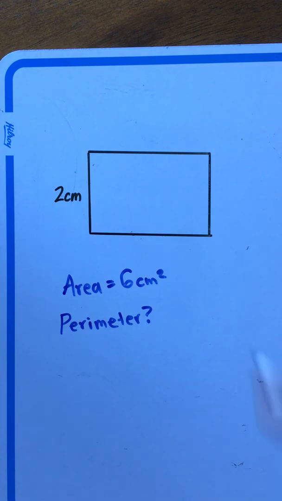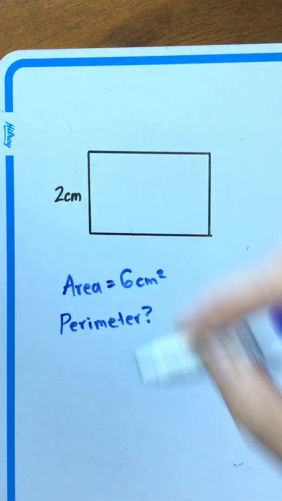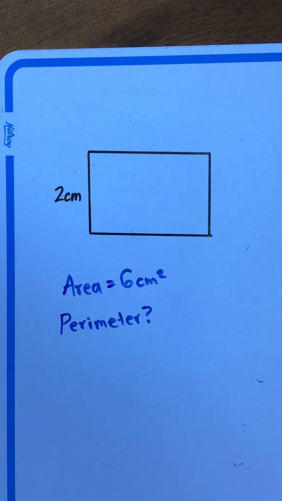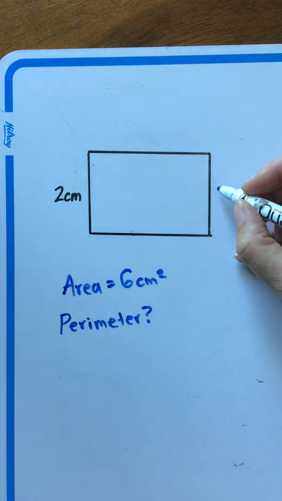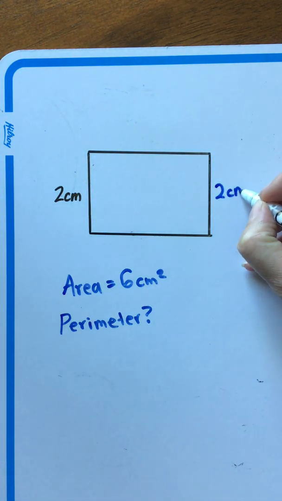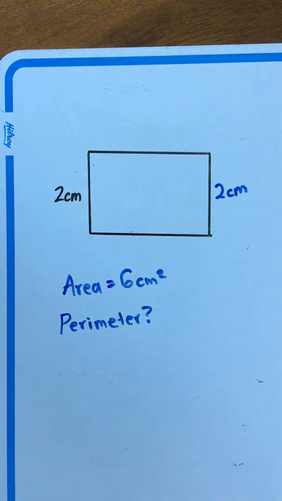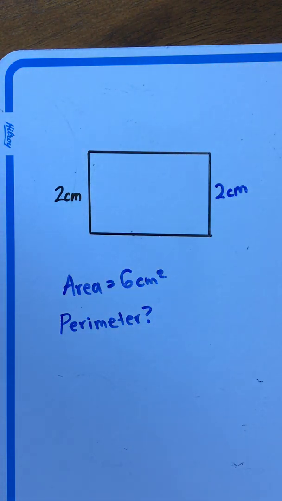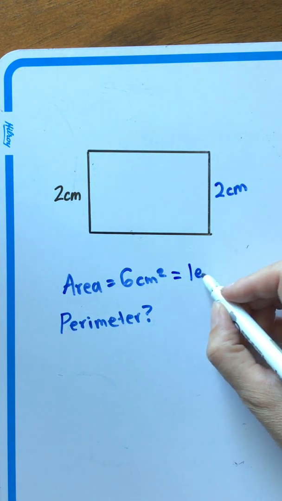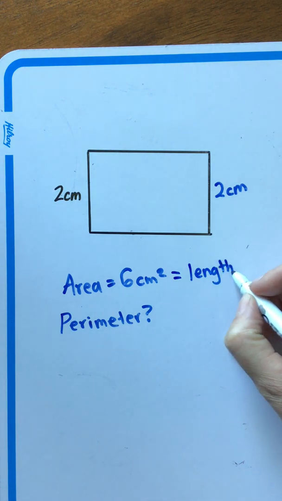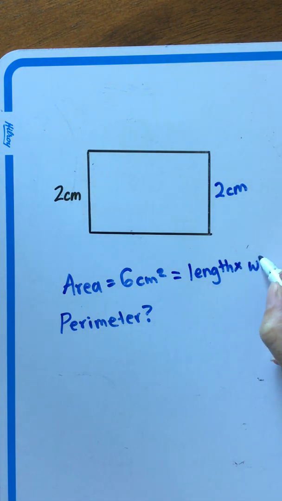Well, we know that for perimeter, we're going to need to know the distance around the outside, which means we're going to need the lengths of each of the sides of our rectangle. We know that if this side is 2 centimeters, this side also has to be 2 centimeters. So really we just have to figure out the other way. Is there a way we could do that? We know that area is 6 centimeters squared, and area is also equal to the length times the width.